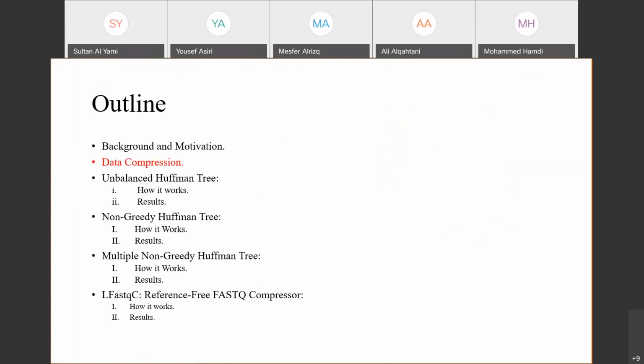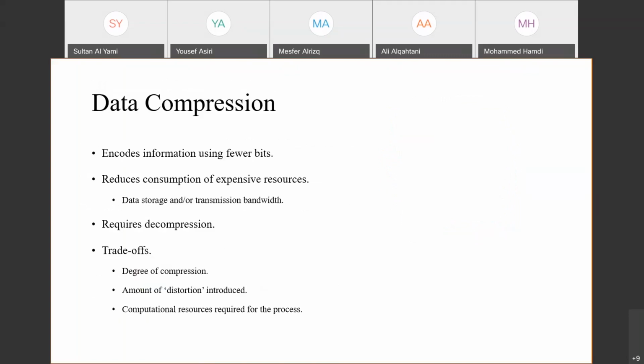In this section, we will learn more about data compression in general. In computer science, data compression in a nutshell is the process of encoding information using fewer bits than the original representation, while maintaining the original form. Compression is very useful to save on consumption of expensive resources, such as storage and bandwidth, as well as saving time of downloading the desired file. The compressed data often needs to be decompressed to be readable by humans or computers. There are trade-offs for compression, like how well we can compress a file, what amount of distortion is introduced if allowed, and what computational resources are required for the process.